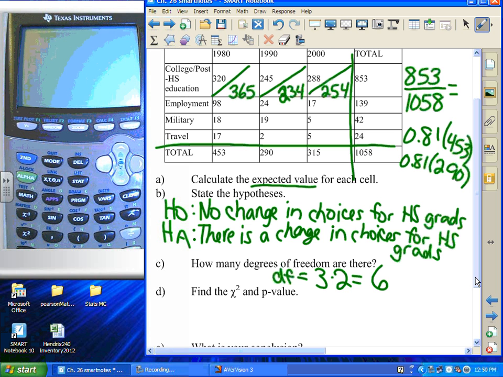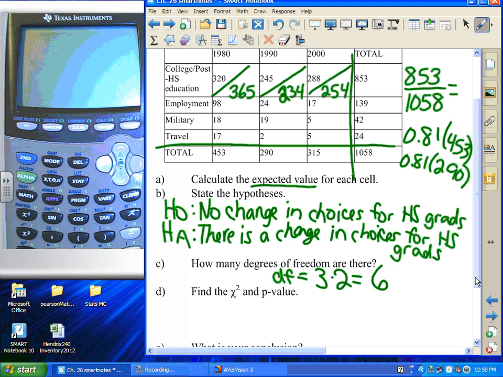Wait, when you're doing it, are you doing a total or just what is in that row, the college row? Like 0.81, it'd be times 288, right? Or are you doing the bottom times this? 0.81 times this. Okay. That's fine.